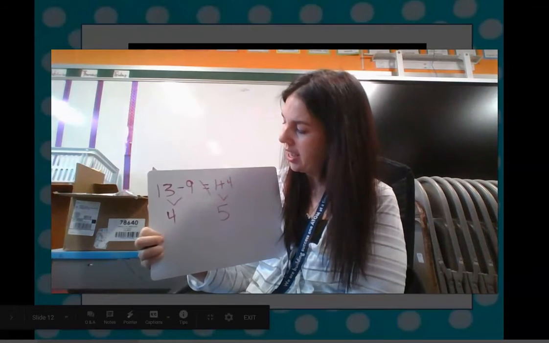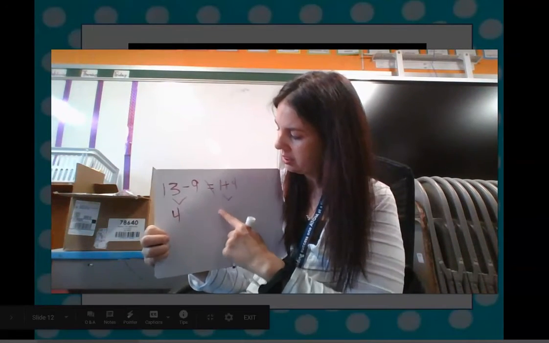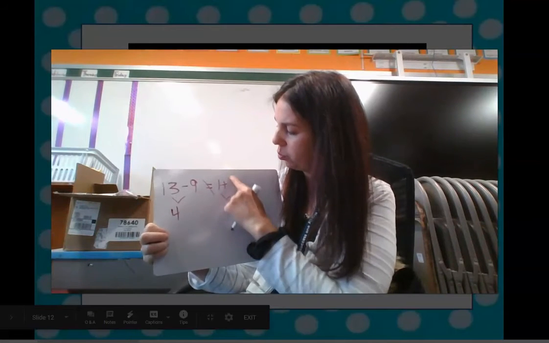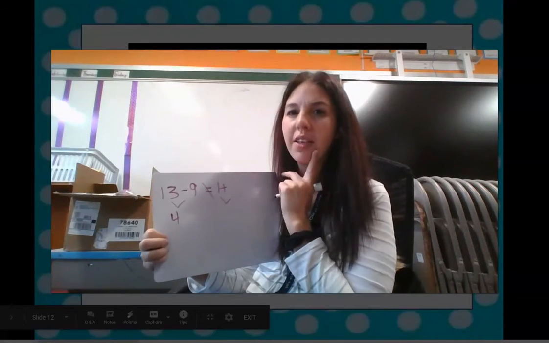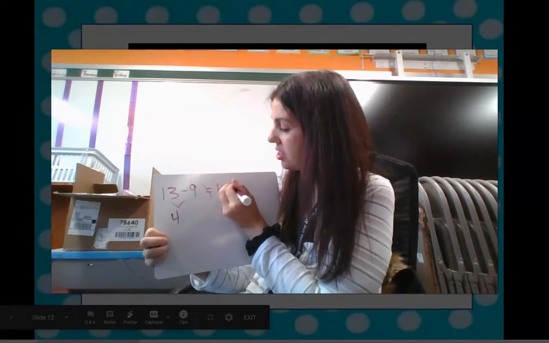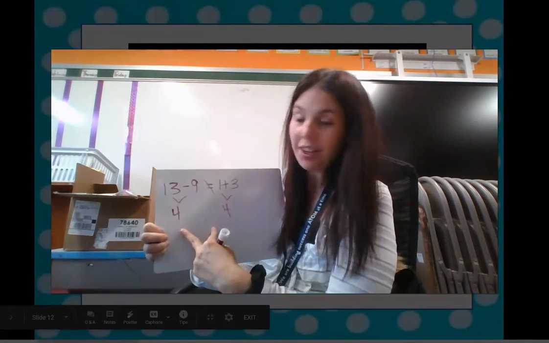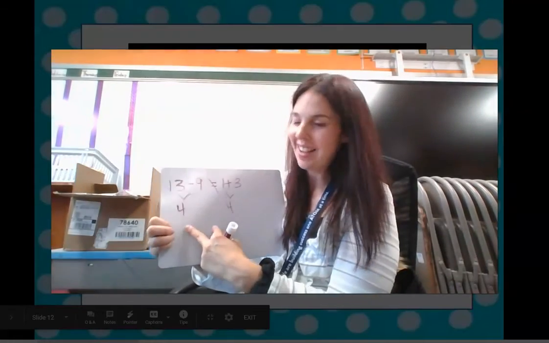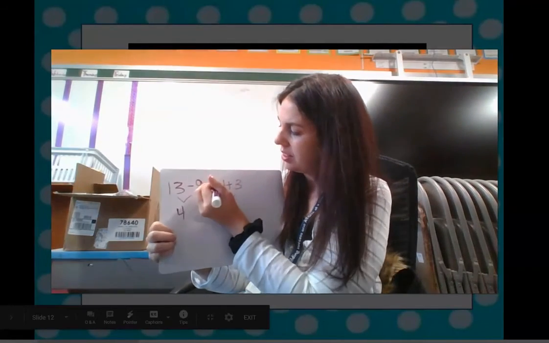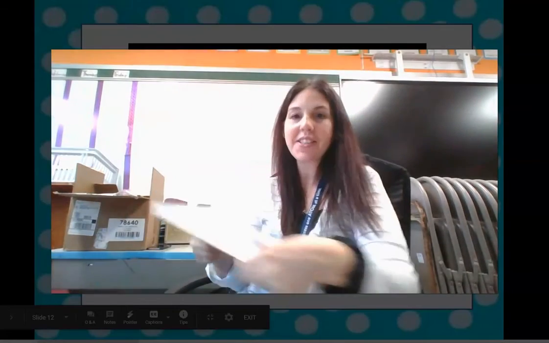Could I change, if I want to make this one a 4, 1 plus what equals 4? 1 plus 3. I could change this number to a 3. Now 1 plus 3 equals 4. Now are they equal? Yes. I'll take that away. Now they are equal. Let's look at another one.